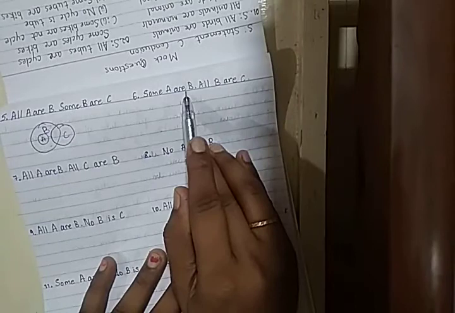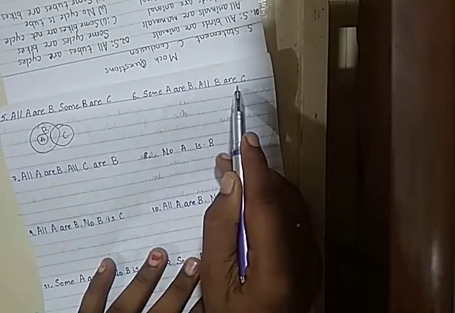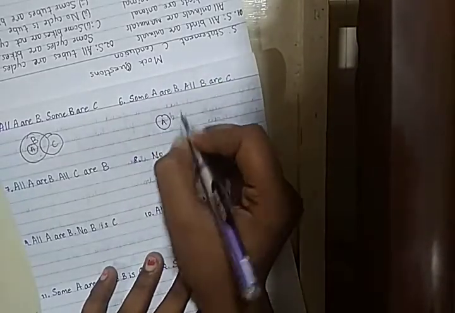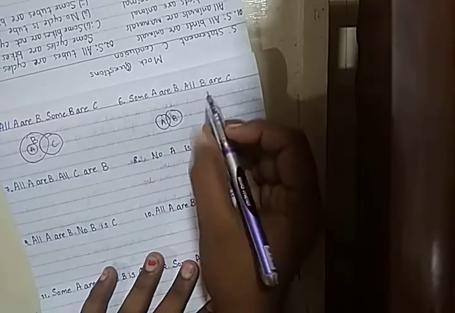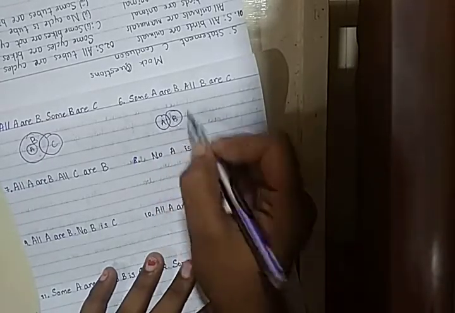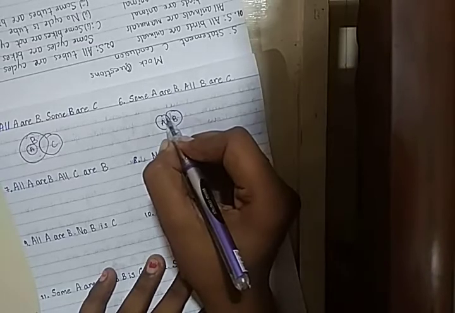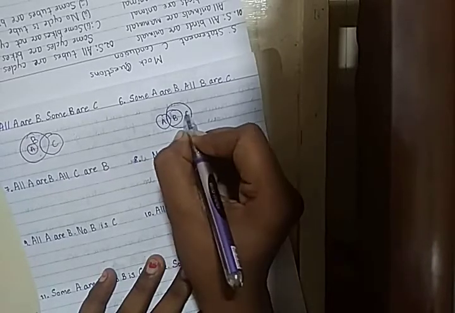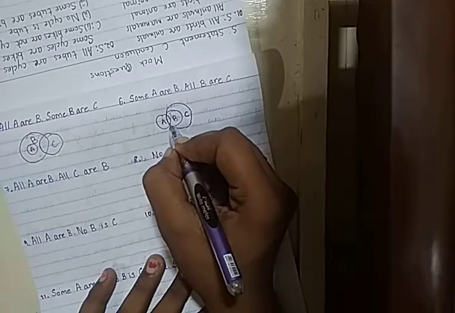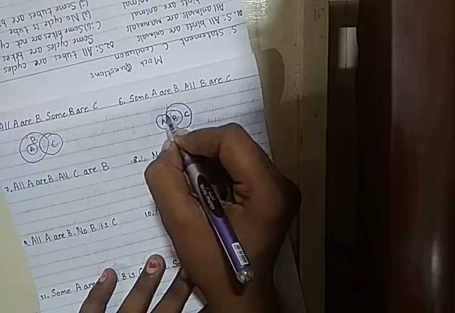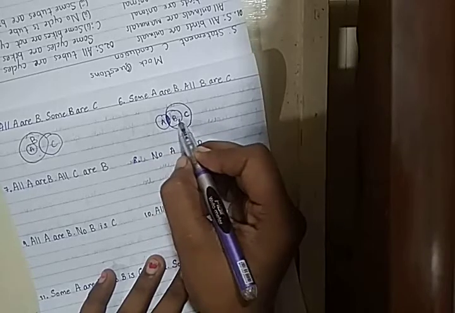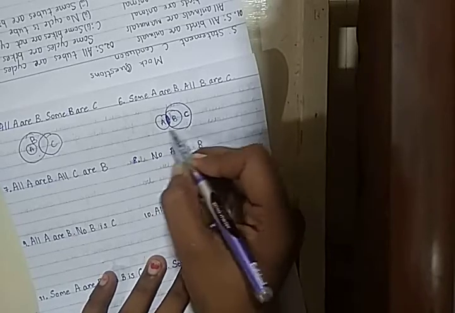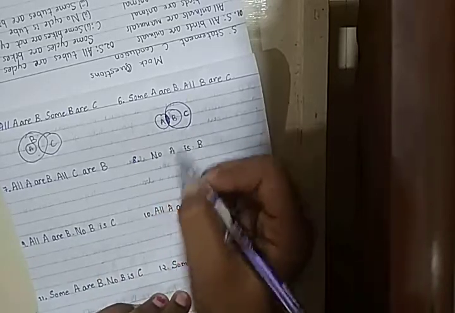So there is no direct connection between A and C given in this sentence. Then, some A are B, all B are C. Here this is A, some A are B, so this is B. All B are C. All these B are C. So from here you need to draw the circle. See, this is the area of intersection of all these 3. Here A is also there, B is also there, C is also there. So this is the intersected area between all these 3 premises or sentences.